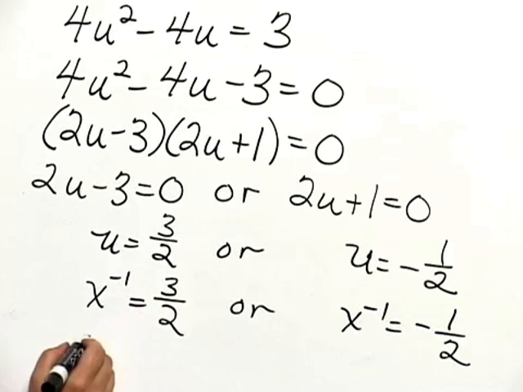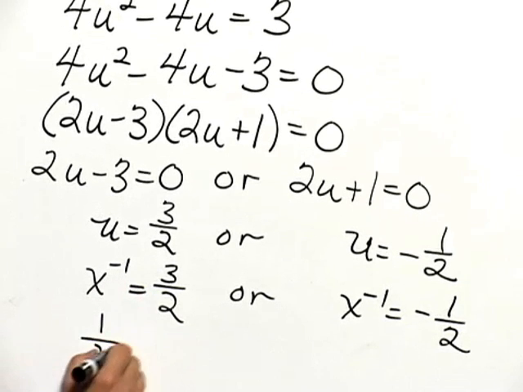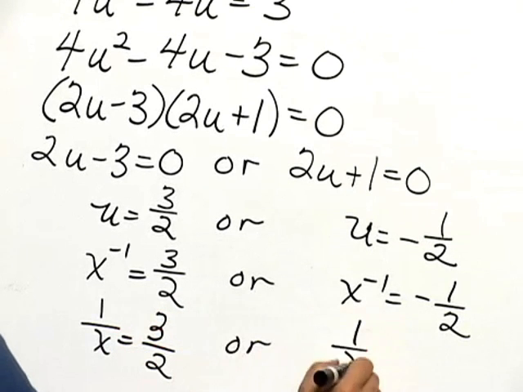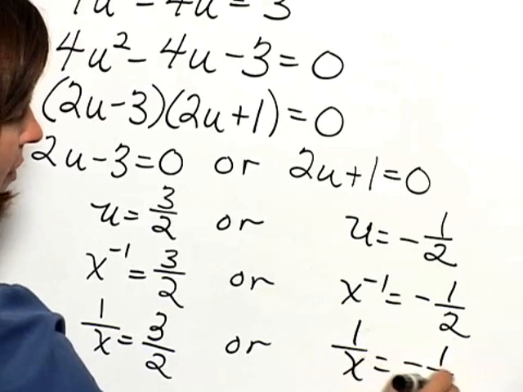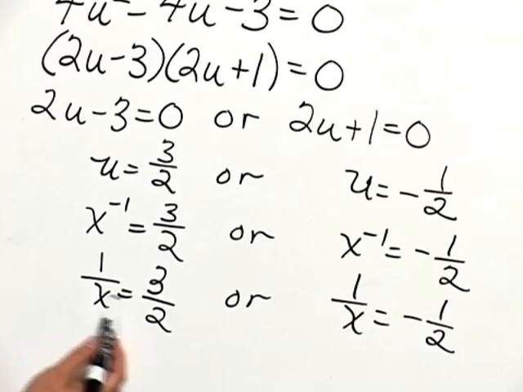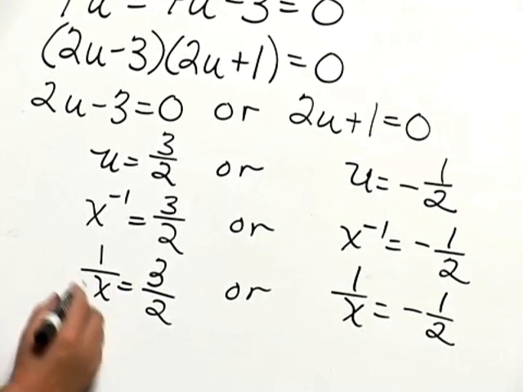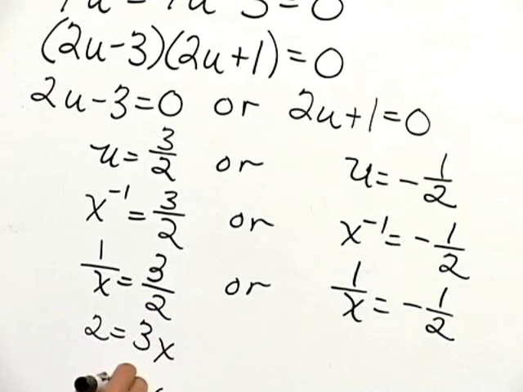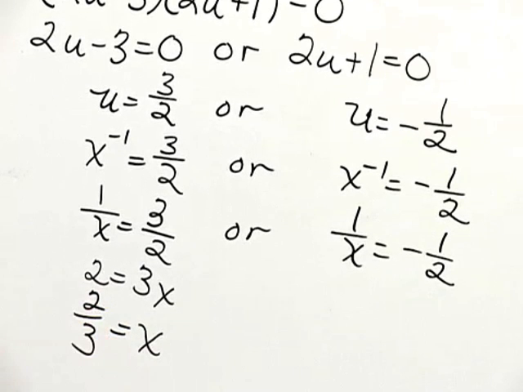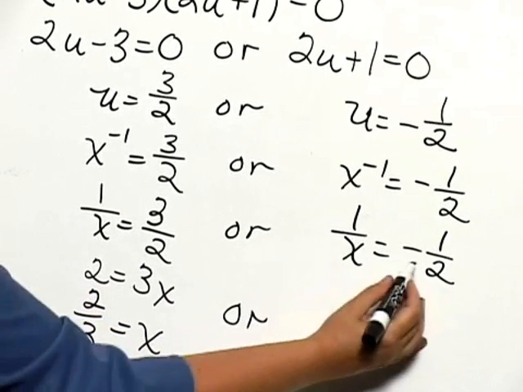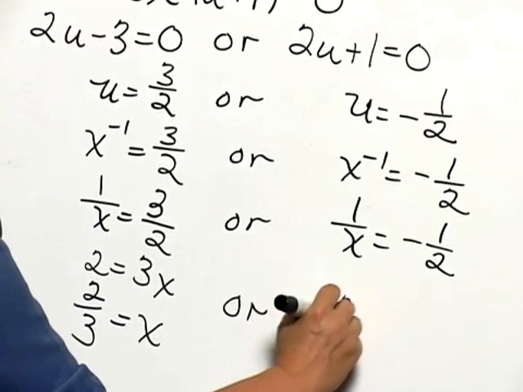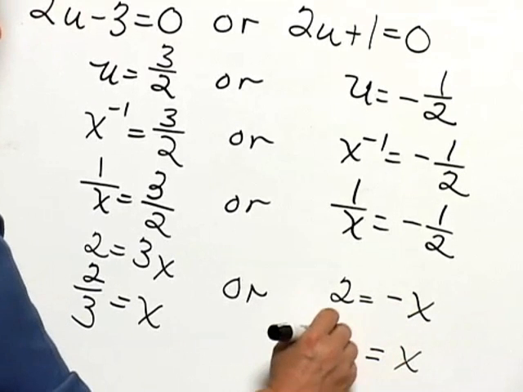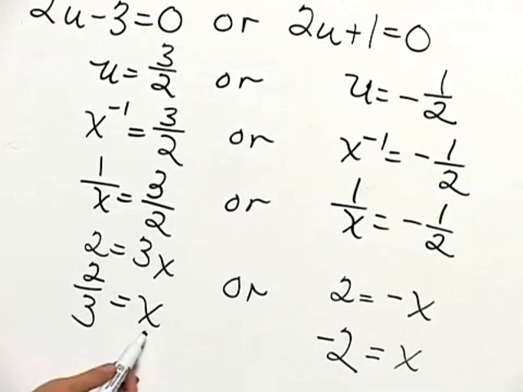Now what does this mean? Well, that means 1 over x. 1 over x equals 3/2, or 1 over x equals negative 1/2. Now we can solve this by multiplying both sides by 2x, and that would give us 2 equals 3x, x equals 2/3, or multiplying both sides here by 2x would give us 2 equals the opposite of x, or x equals negative 2. Now we have solved for x.